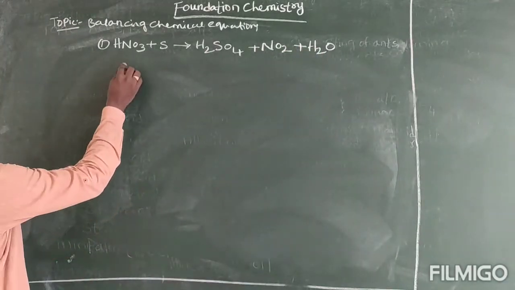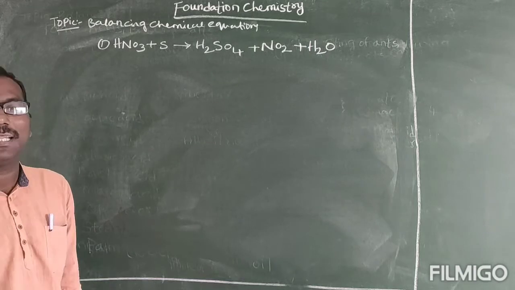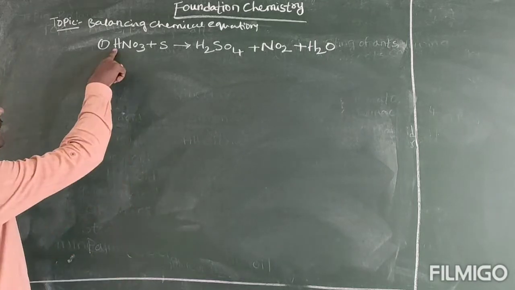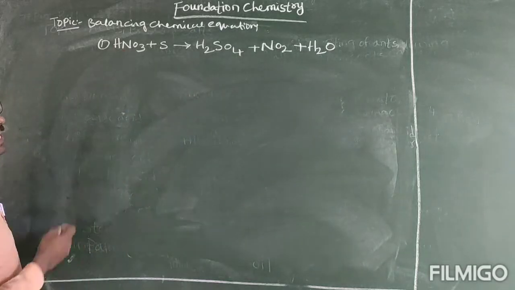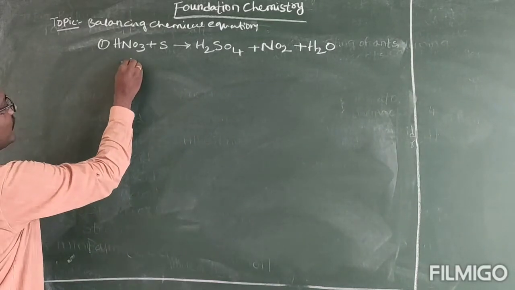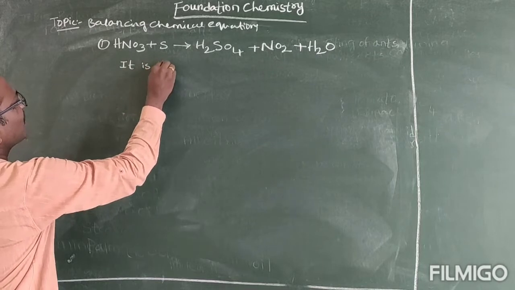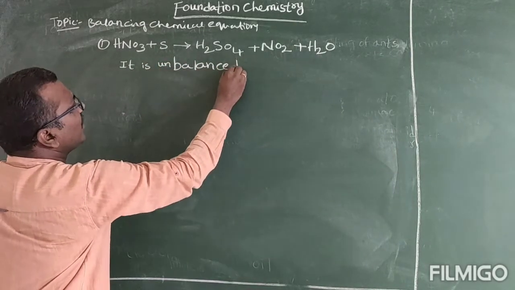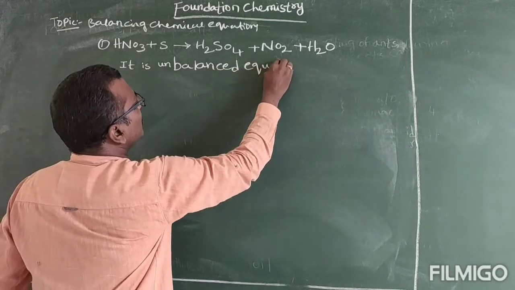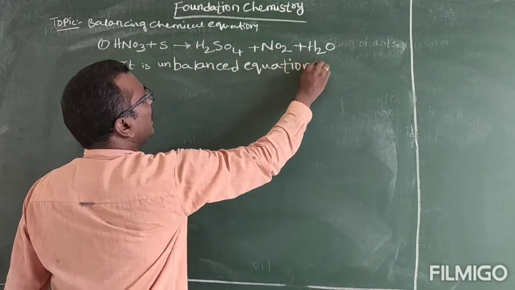First, what we have to do? We have to identify whether it is balanced or not. Here hydrogens are 1, here 2 plus 4. So it is an unbalanced equation. To balance it, what we have to do?